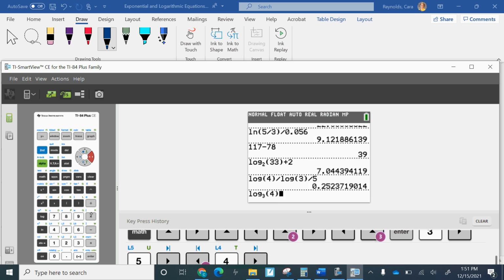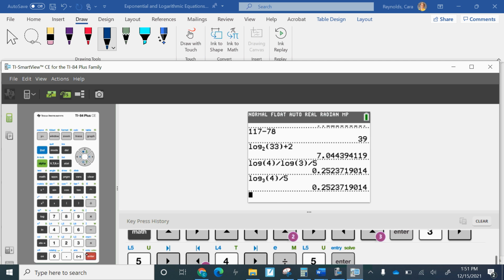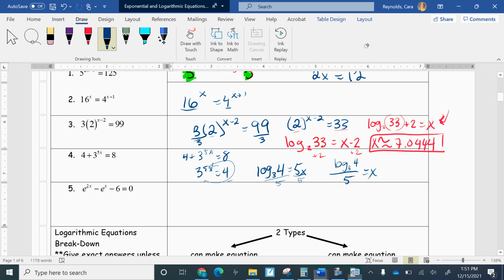And then we divide that by 5. You get that same answer. So 0.2524. So x is approximately 0.2524.